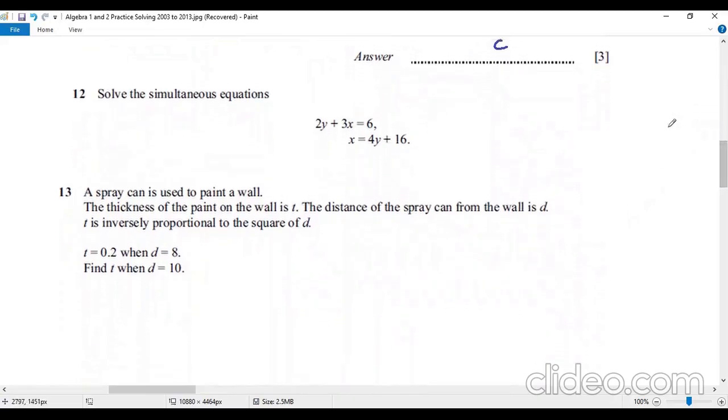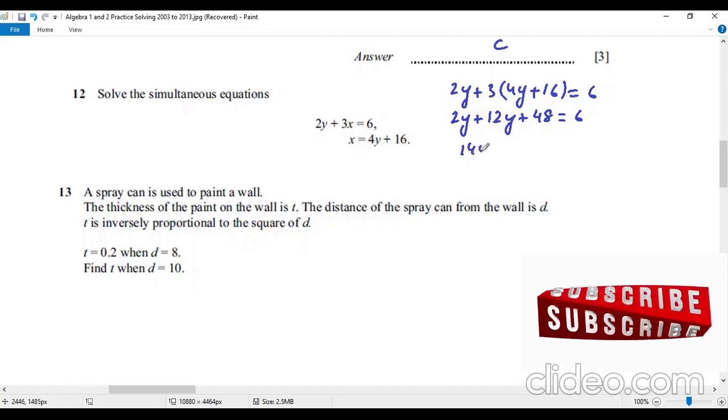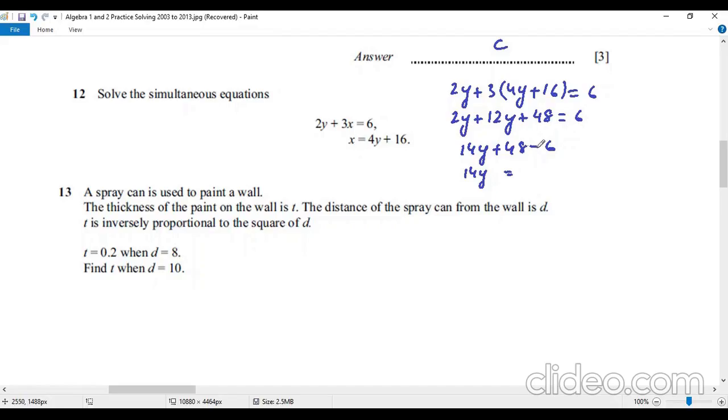Now solving simultaneous equations. The value of x is already given here. So we will substitute the value into 2y plus 3, and the value of x is already given. So 4y plus 16 will be plugged in and gives you 6. This gives us 2y plus 3 times 4y is 12y, and plus 3 times 16 is 48 equals 6. That means it's going to give you 14y plus 48 equals 6. That means 14y equals negative 48 plus 6. So it's going to give you 14y equals negative 42. That means y equals negative 3.